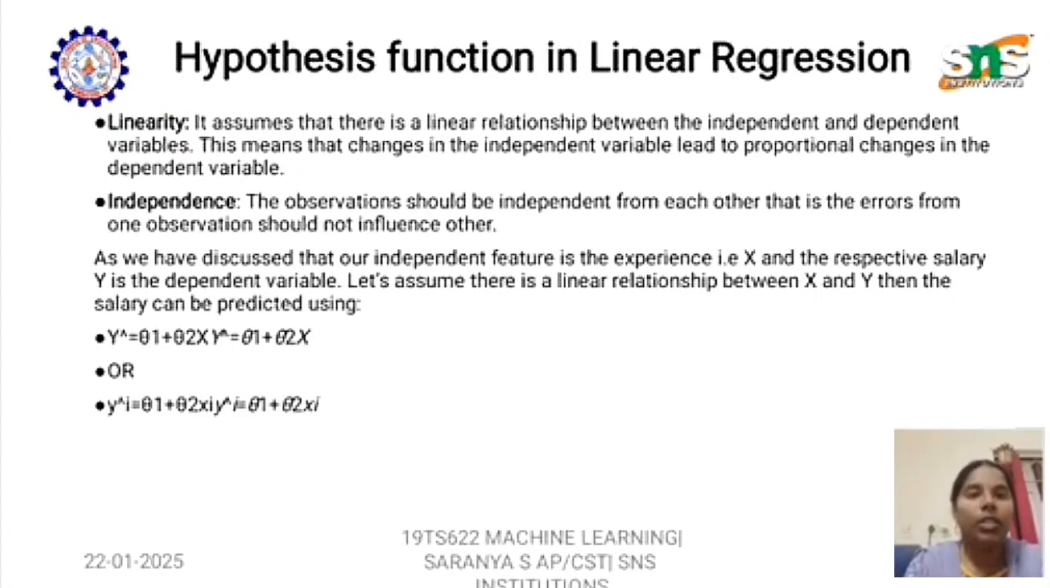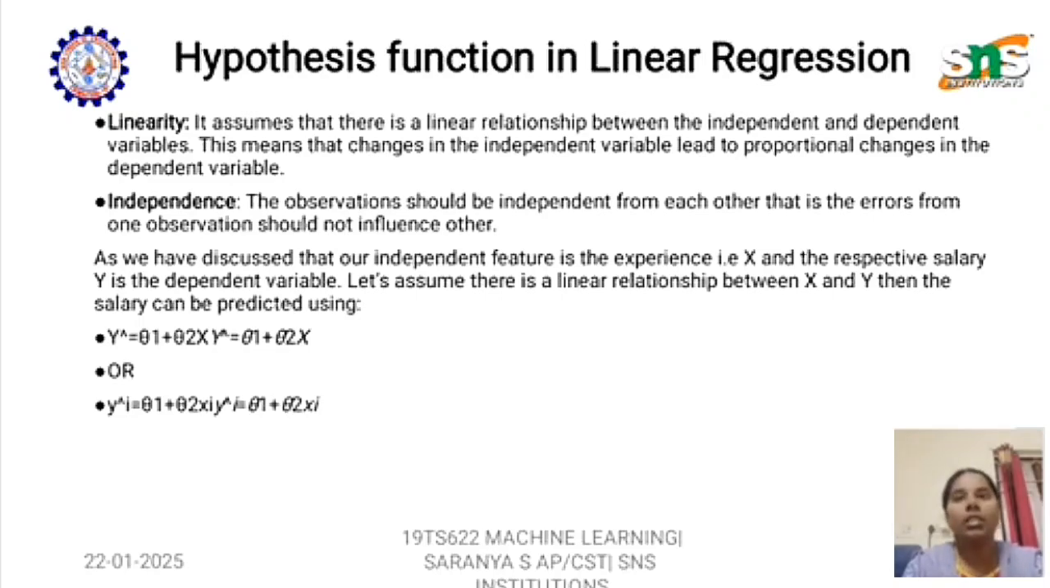Then next we continue with hypothesis functions in linear regression. The hypothesis function in linear regression has assumptions: linearity and independence. Linearity assumes that there is a linear relationship between the independent and dependent variable. This means that changes in the independent variable lead to proportional changes in the dependent variable.